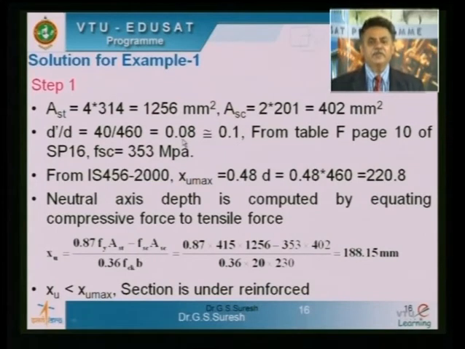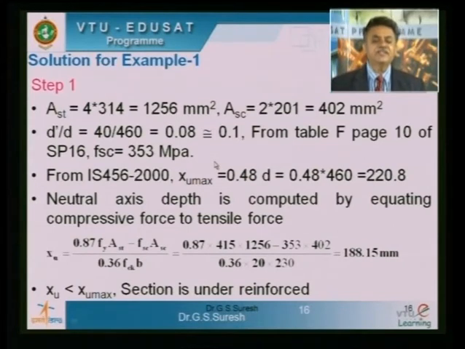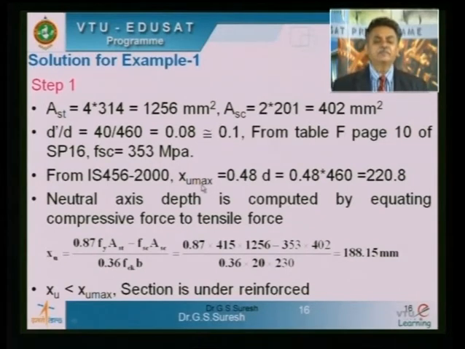Either I can go for interpolation, but here as the starting value is 0.1, I cannot interpolate because I do not have any value on the other side. So, I will say to be on safer side, I take this as 0.1. From table F, page 10 of SP 16, if you have with you, refer this, you will find FSC is equal to 353 MPa. So, I also calculate the maximum neutral axis depth given in IS 456 as 0.48D, which comes to 228.8 mm.